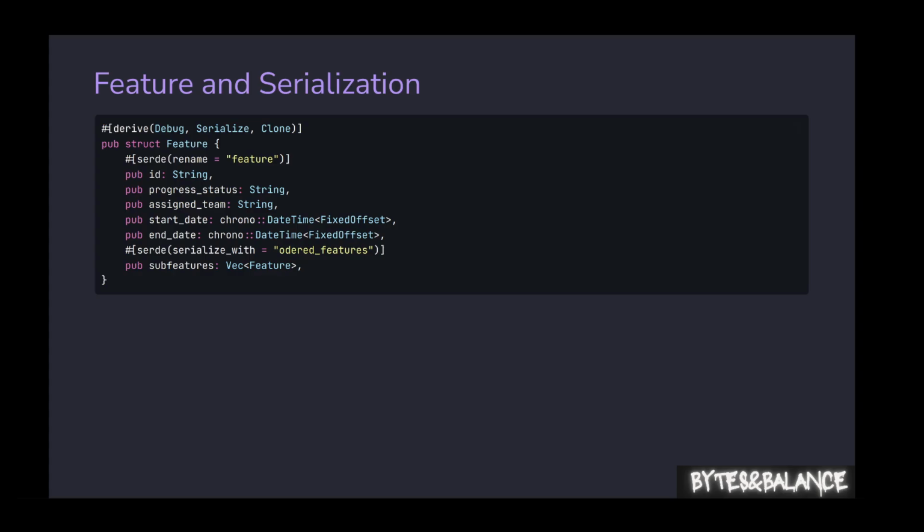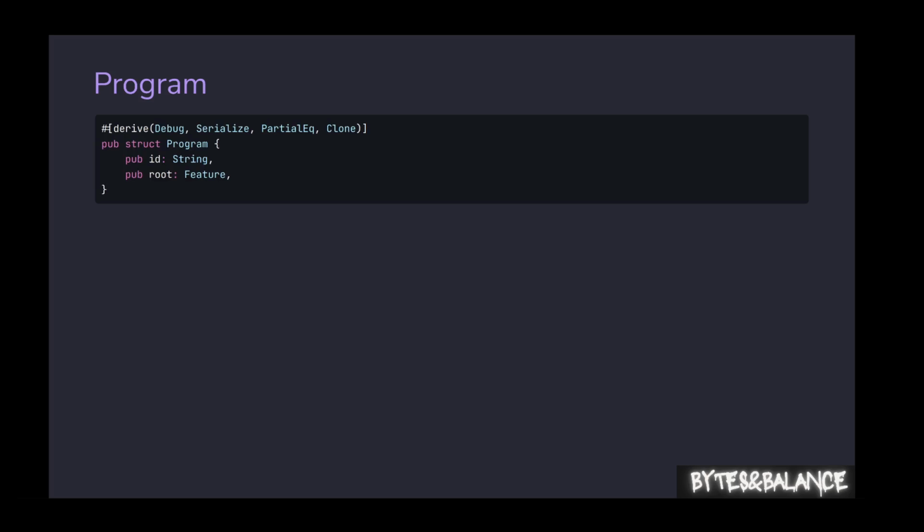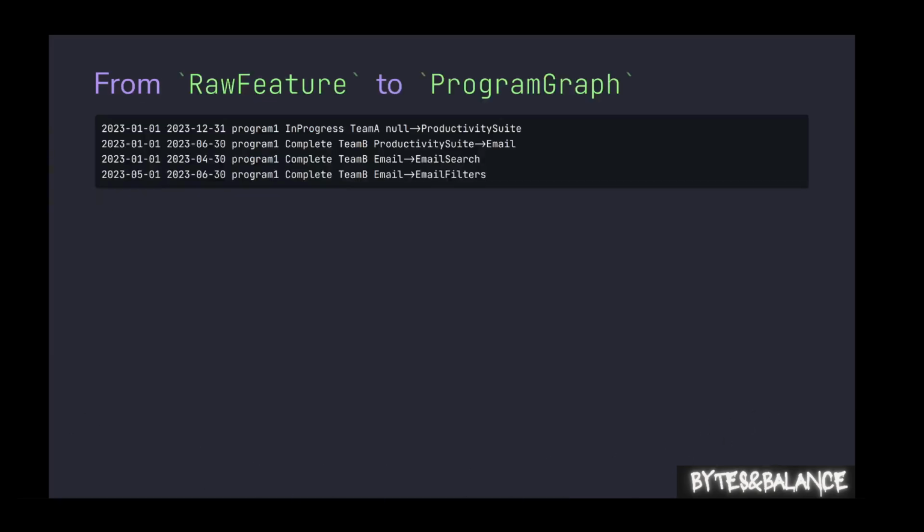Now I'm going to slide 10. Here you can see that Program has the root as a type Feature with those sub-features. And the next one, ProgramGraph, has a bunch of programs, which is a vector of Program. So what we want to achieve here is to read from the text data and convert it to the struct format of type RuleFeature, then go from RuleFeature to ProgramGraph. Then most of the serialization is done for us. Let's have a look at the transformation from RuleFeature to ProgramGraph.